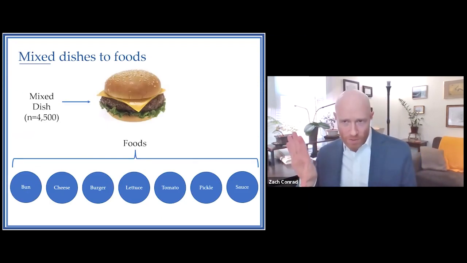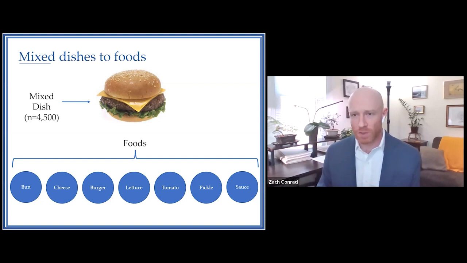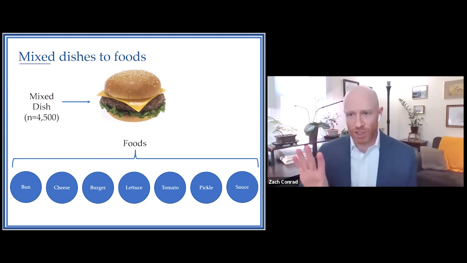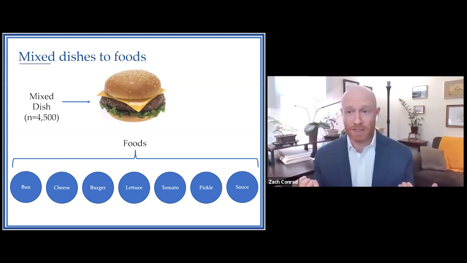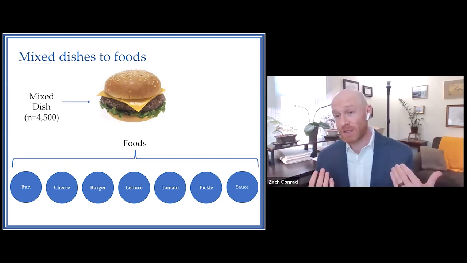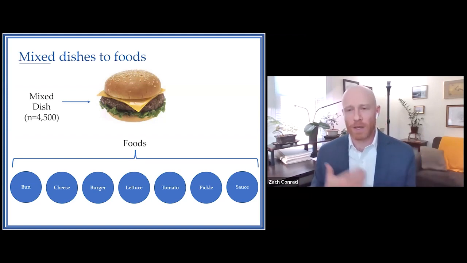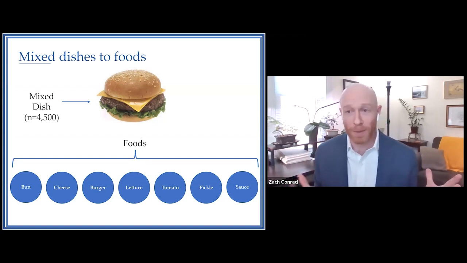So to move forward to all of these other sustainability outcomes, we first, remember, need to break down these mixed dishes into individual foods. Again, we're going to run with this cheeseburger example because it's a good one. NHANES is providing mixed dishes, about 4,500 of them. And then we can break down these mixed dishes like a cheeseburger into the individual foods: bun, cheese, burger, lettuce, tomato, pickle, sauce, whatever else is on your Big Mac or whatever kind of cheeseburger you're eating.